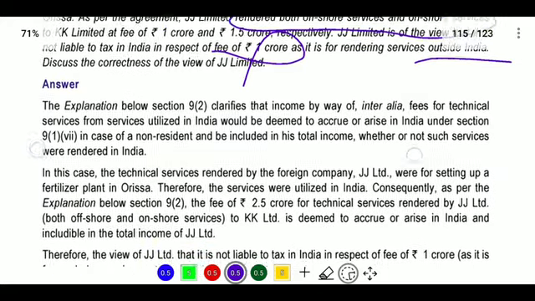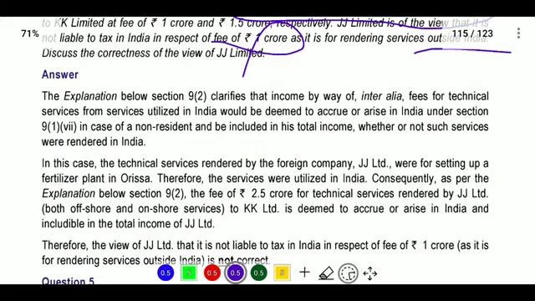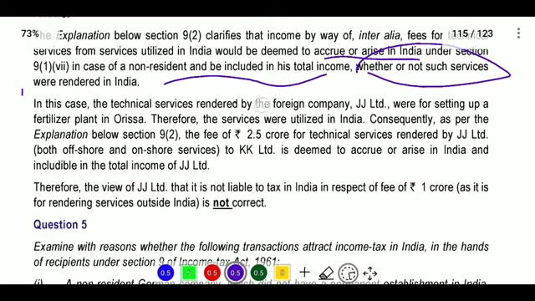Next, here we see it is clarified that income by way of fee for technical services for services utilized in India would be deemed to accrue or arise in India under section 9(1)(vii) in case of a non-resident and be included in his total income, whether or not such services were rendered in India. In this case, technical services rendered by foreign company JJ Limited were for setting up a fertilizer plant in Orissa. Therefore, services were utilized in India.